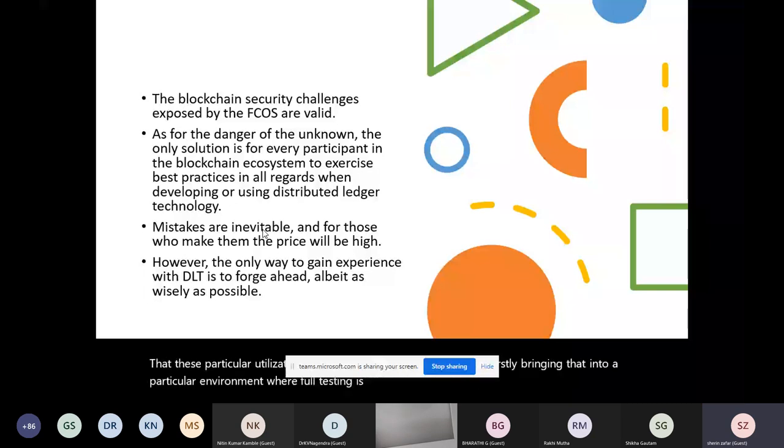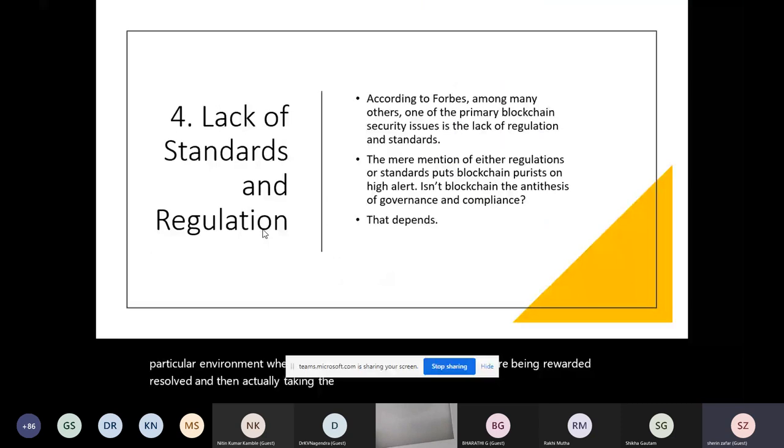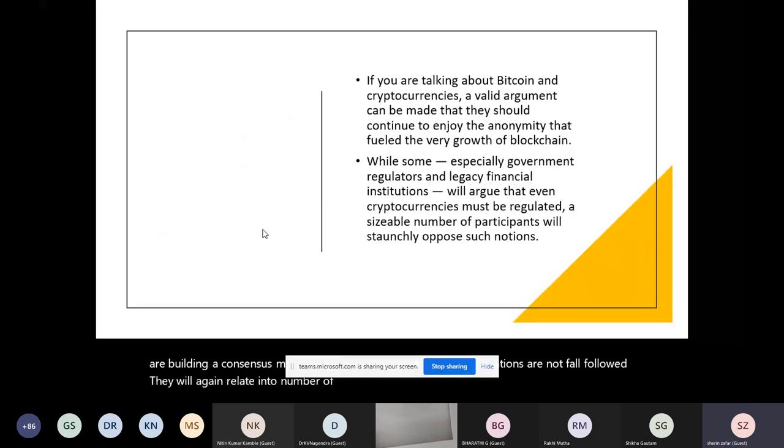in the market. Yes, obviously the standards and regulations play a very, very important role, because as we talked about yesterday, when we are part of a consortium blockchain or when we are building a consensus mechanism, if the standards and regulations are not followed, they will again lead to a number of attacks. And even bitcoins and cryptocurrencies need to thoroughly go with the utilization of government regulations or financial regulations by the institutions. Otherwise, users who are involved in it can face issues and they can lead to huge money losses.